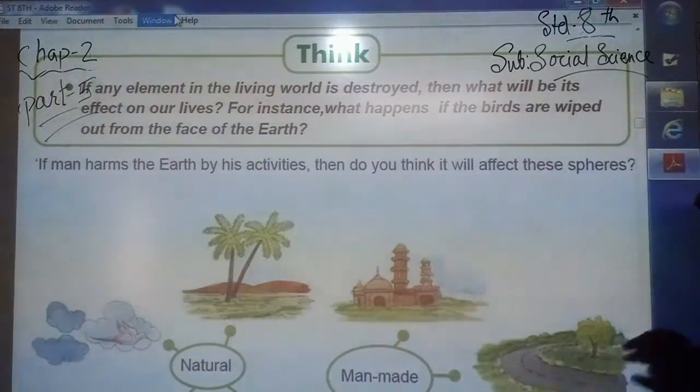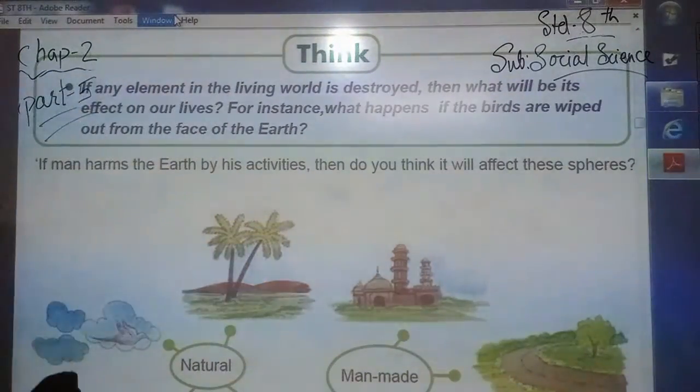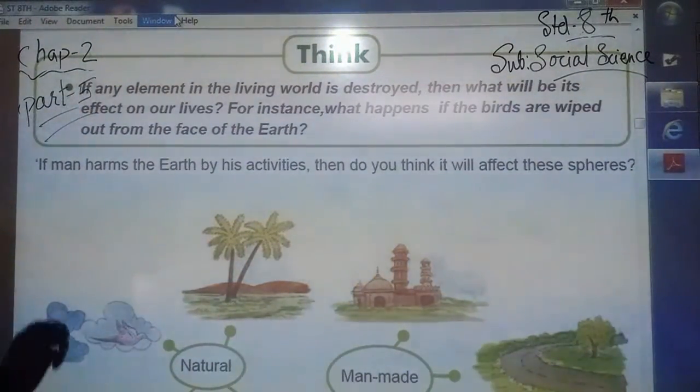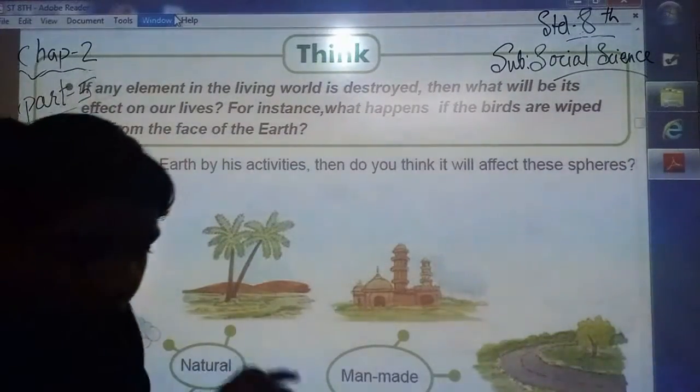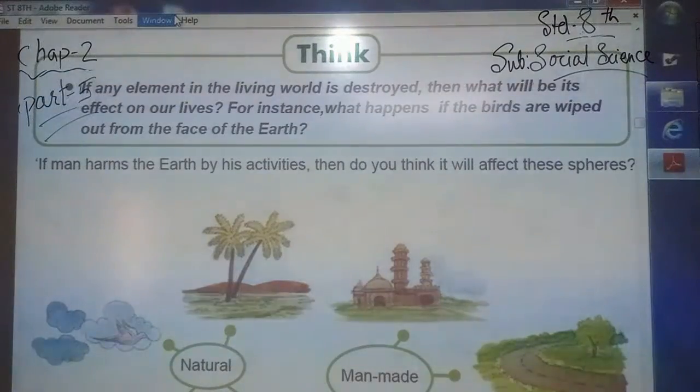Understand this thing? If man harms the earth by his activity, what will happen? Do you think it will affect the spheres? Yes, naturally. If we affect all these things, then naturally the spheres will be affected, and indirectly or directly it will affect us also. Understood this thing?